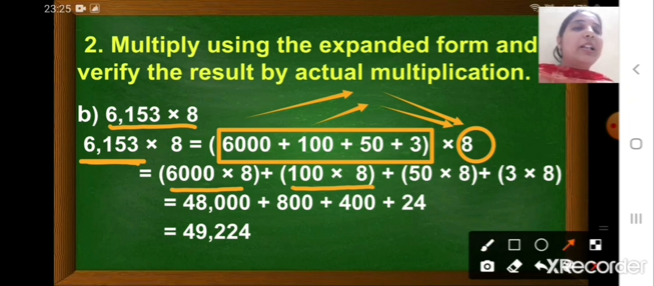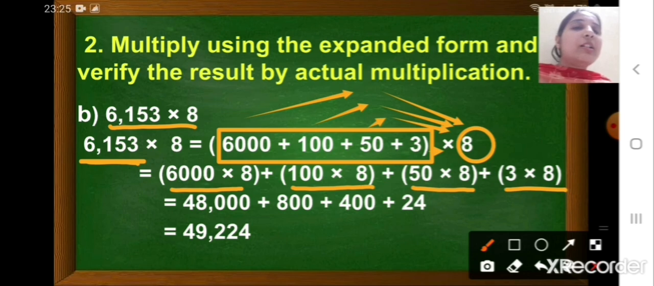Now we'll multiply this 50 by 8. So 50 multiplied by 8 here. Plus 3 multiplied. Now the last term is 3. That will multiply by 8. So that also you can see plus 3 multiplied by 8.